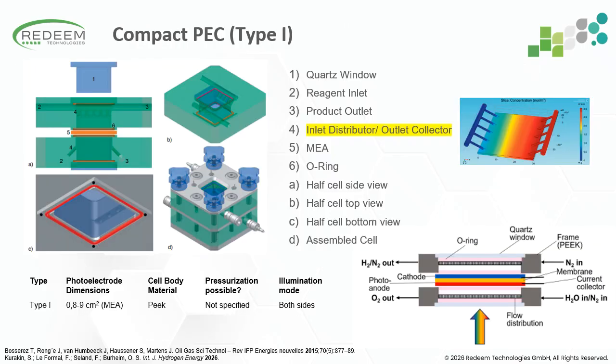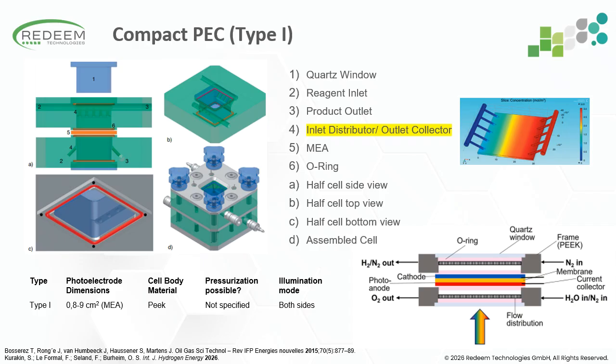The final type 1 example I want to show here is this compact PEC reactor, which already resembles a modern electrolysis flow cell much more closely than the previous designs. And instead of using a large electrolyte chamber, the photoelectrode, membrane and counter electrode are assembled as a compact membrane electrode assembly, or MEA, and this minimizes the electrode spacing and therefore reduces ohmic losses by much.